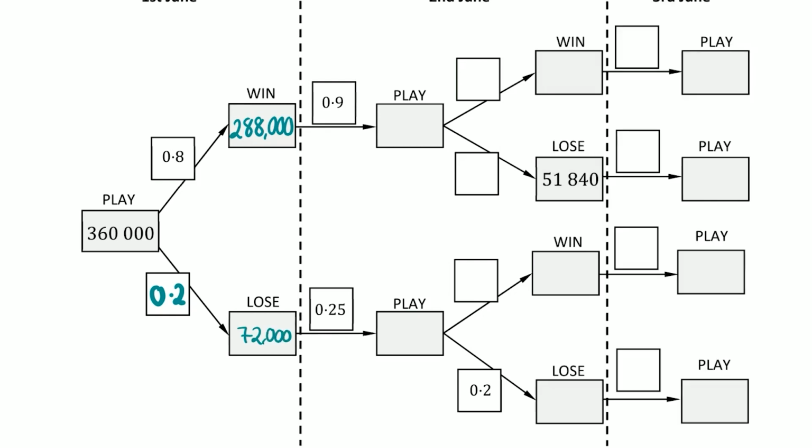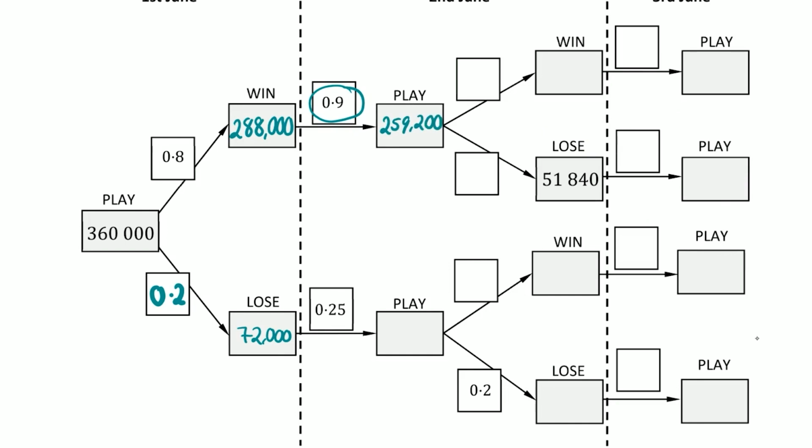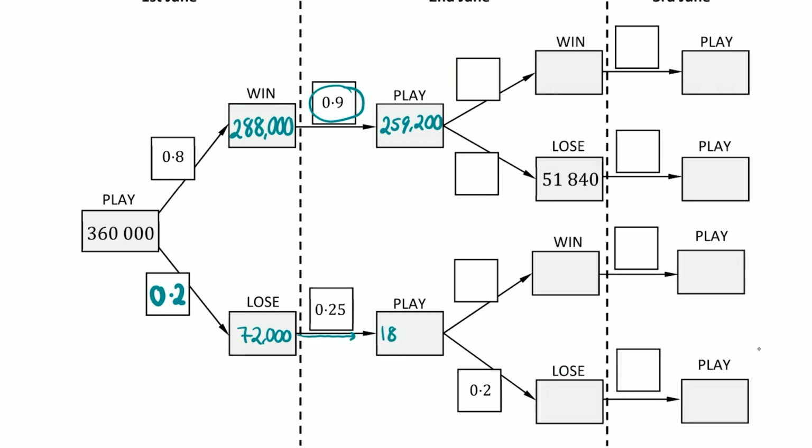So then you remember that of the people who win one day, 90% of those will play the next day. So that's why we're multiplying it by 0.9 up here. So we have 288,000 multiplied by 0.9, which gives us 259,200. And then down here, 25% of those who lost will play the next day. So 72,000 multiplied by 0.25 will give us 18,000 playing the next day.